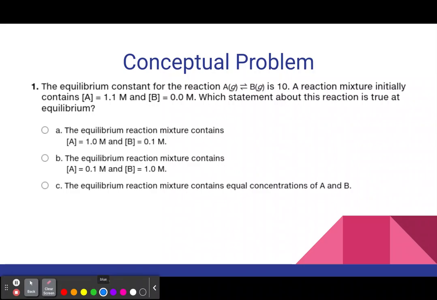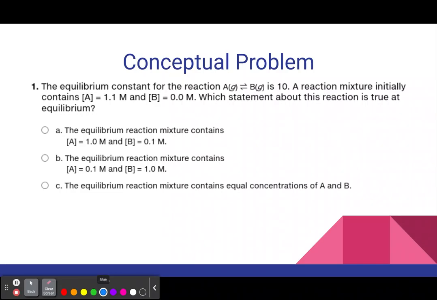So in this case, we have 10, which is much greater than 1, and we have to find a condition that would represent when the forward reaction will essentially react to completion. So what we're going to be looking for here is a case in which there's a high concentration of B, but a low concentration of A, because again, A is decomposing to form B, right? It's in equilibrium with it.